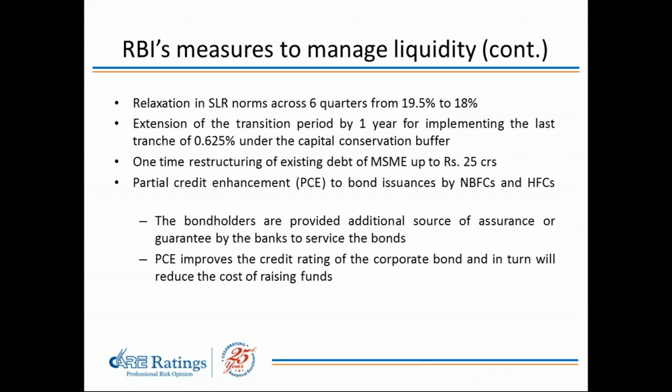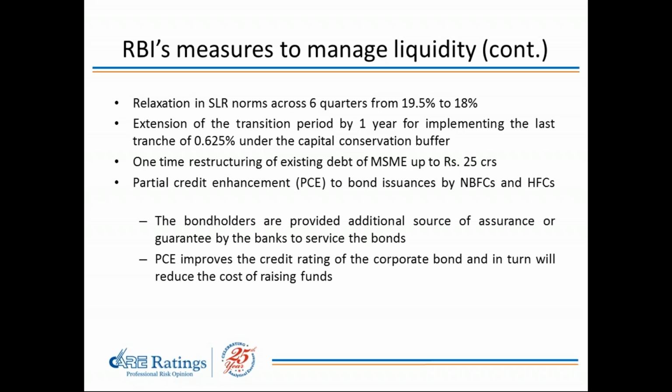RBI recently also granted relief to two sectors, MSMEs and NBFCs, which going forward could ease liquidity constraints in the banking system. For MSMEs, the RBI allowed a one-time restructuring of existing debt up to rupees 25 crores for those companies which have defaulted on loan repayments. NBFCs, which have been stressed on account of liquidity squeeze and have been finding it difficult to make repayments, have also benefited from recent RBI moves.